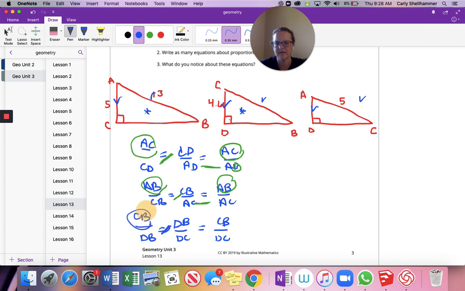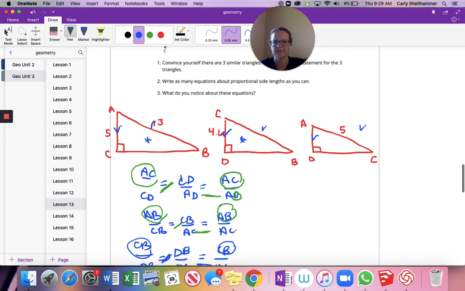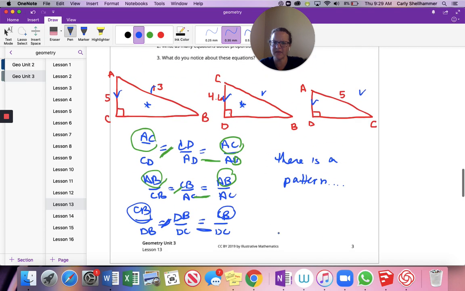So it's the same pattern for each one. AC is on the top, AD is on the bottom, and CD sort of goes diagonal. AB, AC, CB, CB, DC, AB. Just that pattern. I think we're going to get somewhere with it here in a second. So what do I notice? There is a pattern. And that's all we're going to do with that for now.